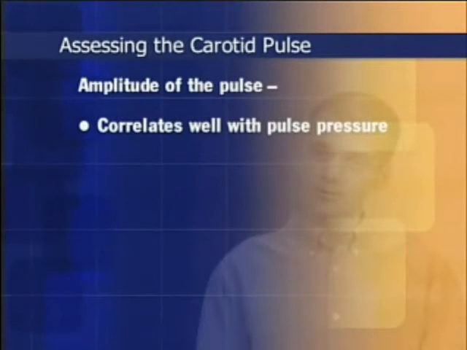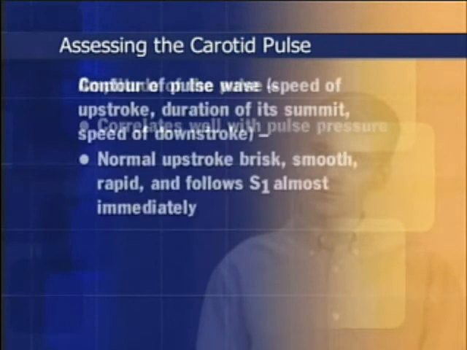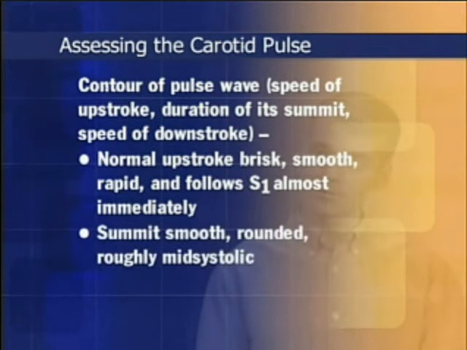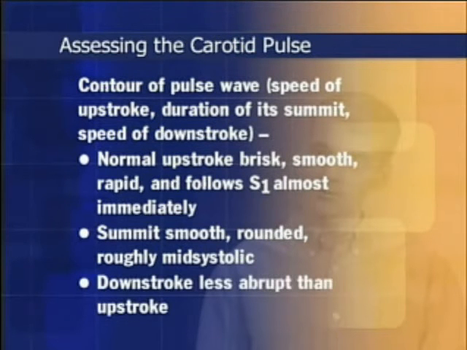Try to assess the amplitude of the pulse. This correlates reasonably well with the pulse pressure. Also assess the contour of the pulse wave, that is, the speed of the upstroke, the duration of its summit, and the speed of the downstroke. The normal upstroke is brisk, smooth, and rapid, and follows S1 almost immediately. The summit is smooth, rounded, and roughly mid-systolic. The downstroke is less abrupt than the upstroke.